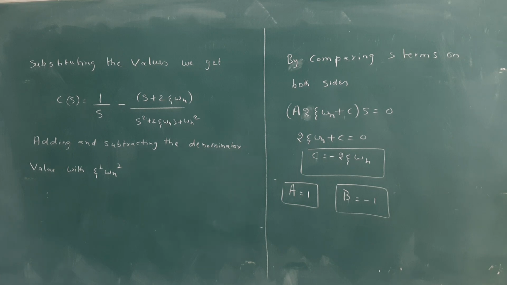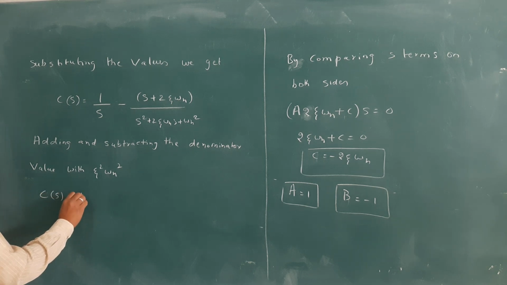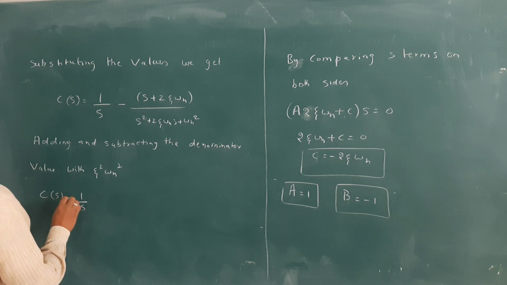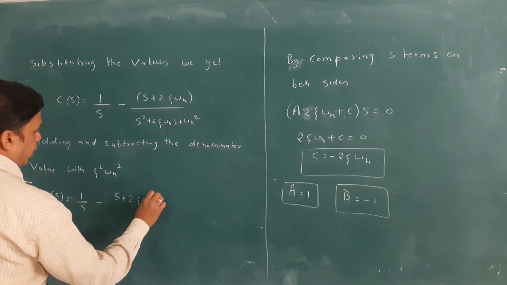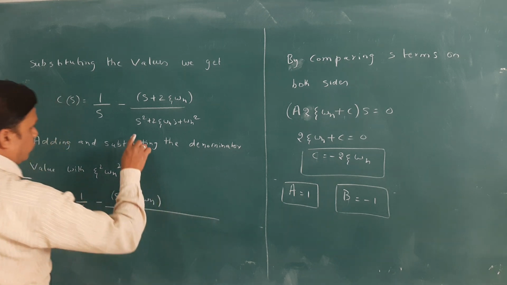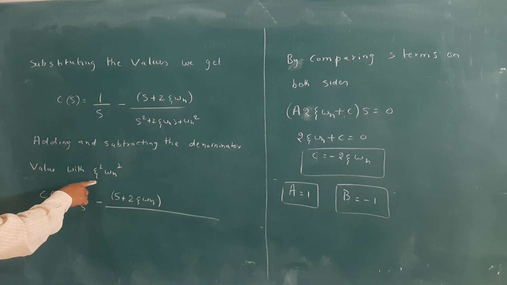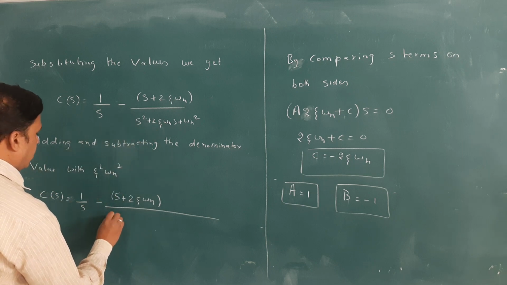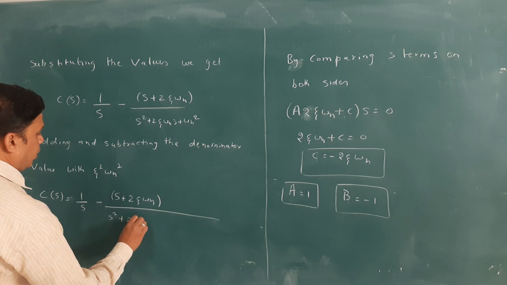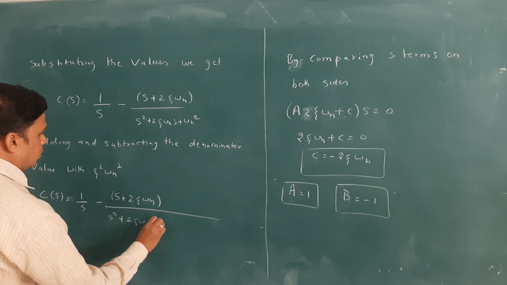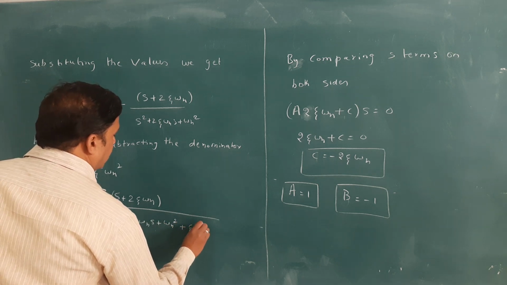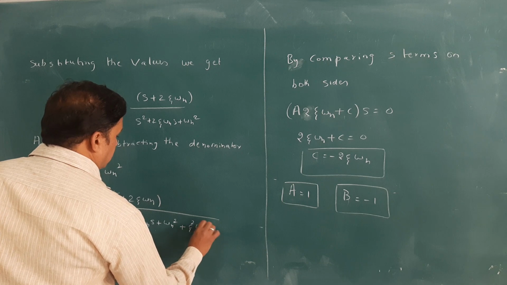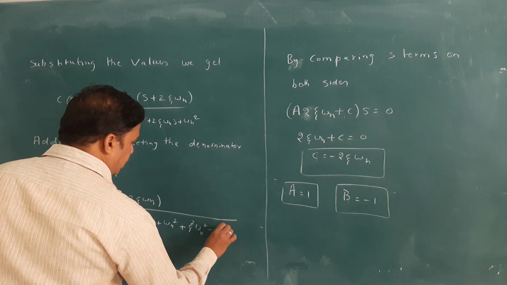So C of s is equal to 1 by s minus (s plus 2 zeta omega n) divided by, so we are adding and multiplying this one with zeta square omega n square: s square plus 2 zeta omega n s plus omega n square, plus zeta square omega n square minus zeta square omega n square.